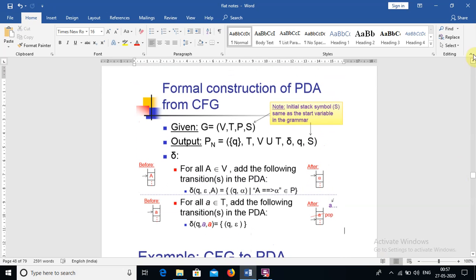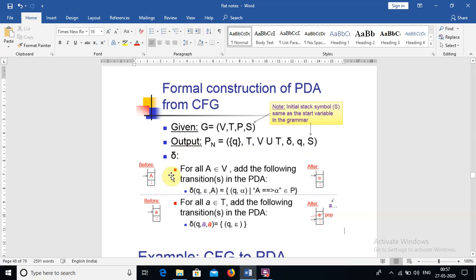The given grammar is a 4 tuple: set of non-terminals, set of terminals, production rules, and start symbol. And this is the PDA we are trying to construct, a set of 7 tuples: states, terminals, non-terminals and terminal combination, transition functions, start state, as well as the stack initial symbol S. So we have to construct the transition functions.